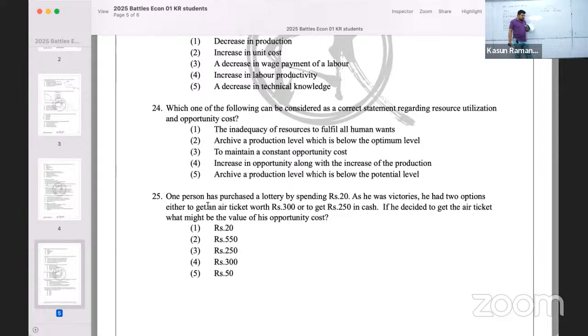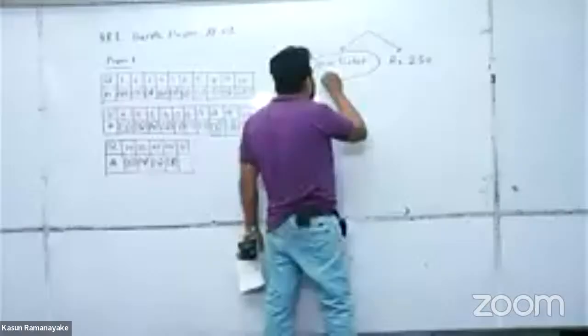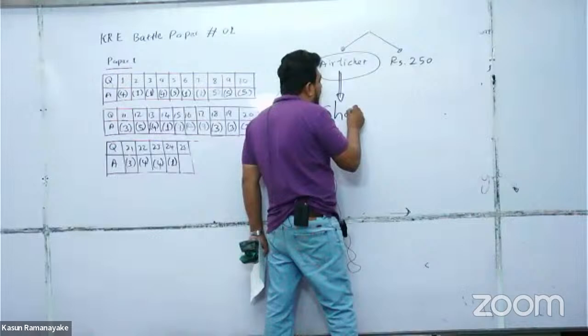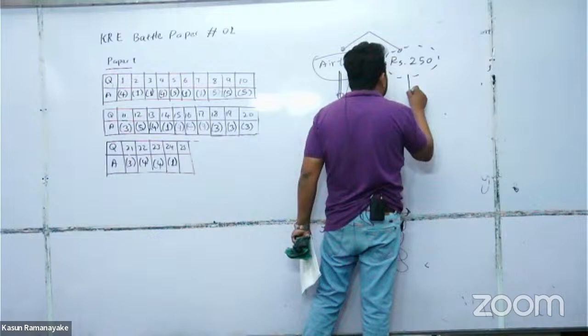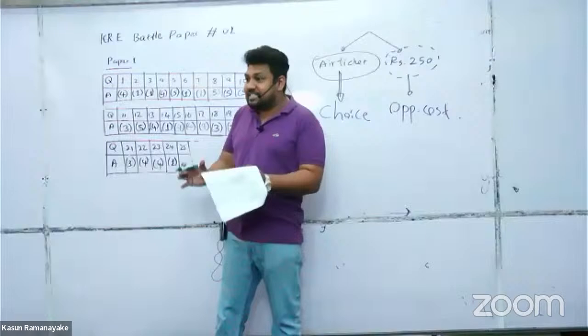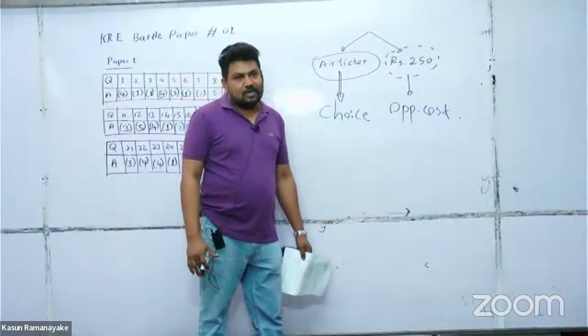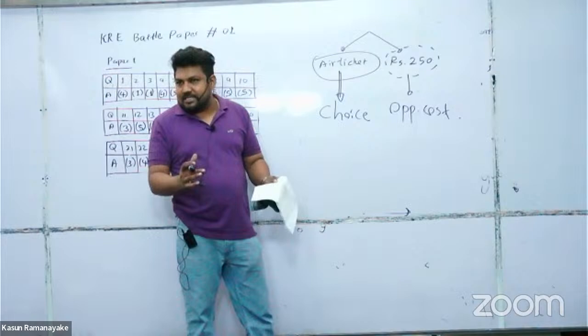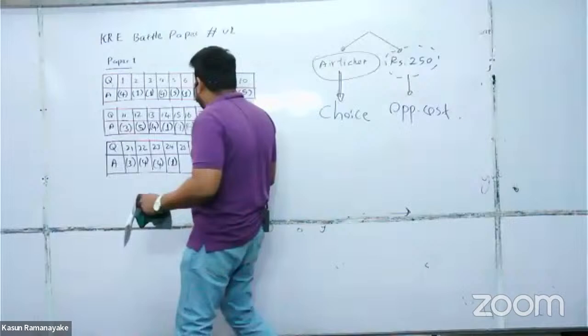If he decided to take the air ticket, look at the board. Now, the air ticket is the best option or choice. But this is what he sacrificed. This is the value of the next best alternative foregone. Therefore, we consider this as the opportunity cost of this activity. Clear? If we select the air ticket, the opportunity of taking 250 will be lost. Therefore, the answer is that he will lose 250. Then the answer has to be the third.